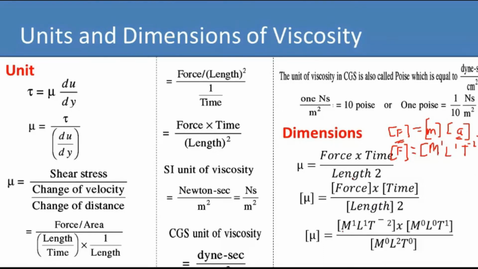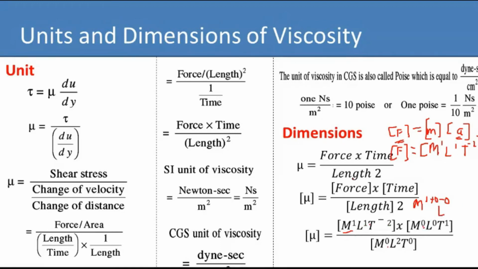Now here we will write M to the power 1. The 0 in the multiplication, you can add plus 0, and the one in the denominator, you can minus 0. So we will have M1. Then about the length.